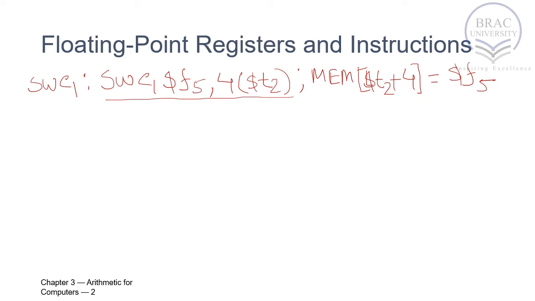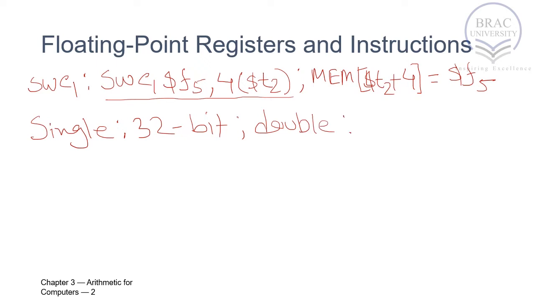Now in the floating point operation we have two variations. One is single precision and the other one is double precision. In single precision the values are 32-bit, and in double precision, the values are of 64 bit. Okay. Now, how do we differentiate between a single precision operation and a double precision operation?